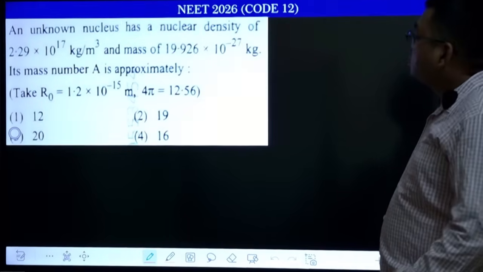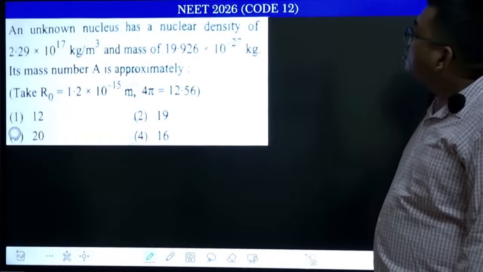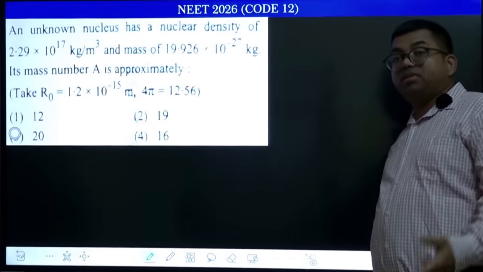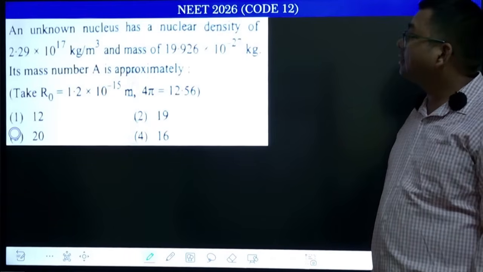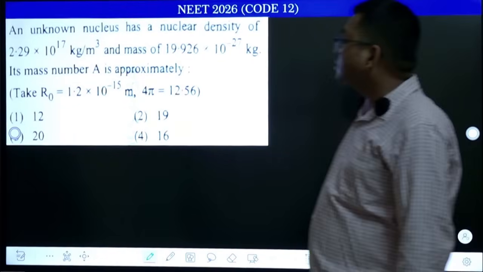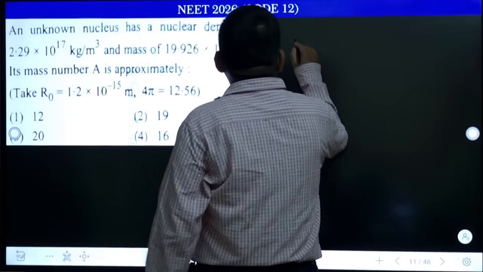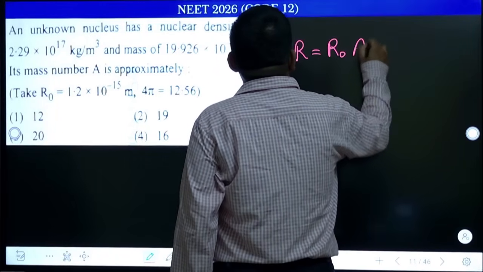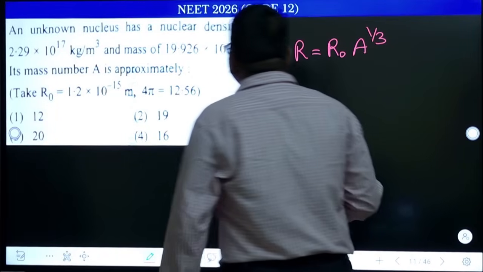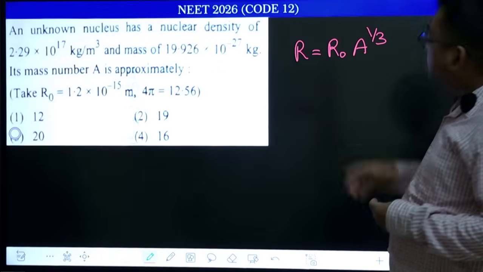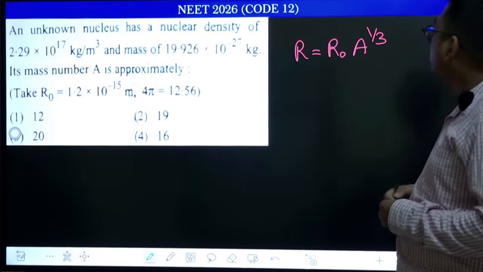So what is the relationship between that? Mass is given, density is given. Can we calculate something about it? They have given R naught and 4 pi. So what is R naught? Remember, the radius is equal to R naught A power 1 by 3. This is the formula, right? And we have to calculate this A from here.